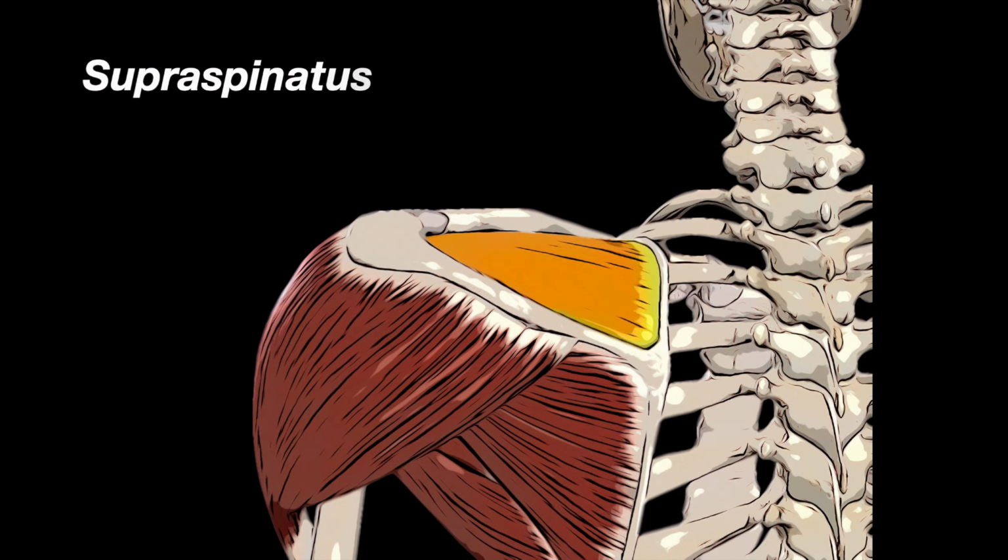The supraspinatus muscle abducts the arm at the glenohumeral joint. It is one of the four rotator cuff muscles. The supraspinatus can be tested by abducting the arm at the glenohumeral joint against resistance, starting from the fully adducted position. The muscle can also be palpated in this position.